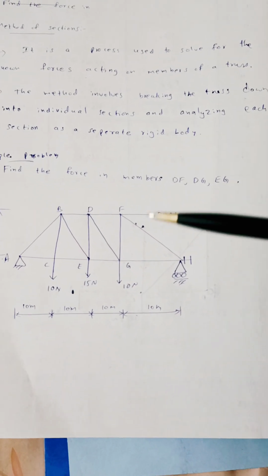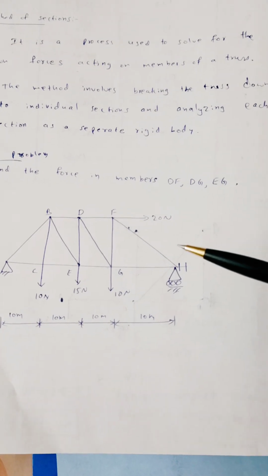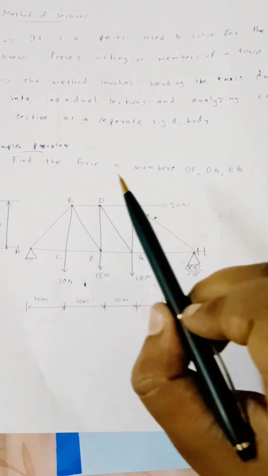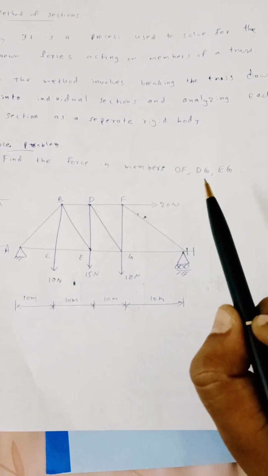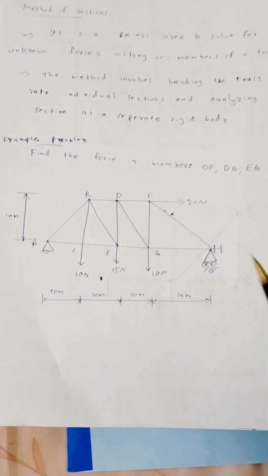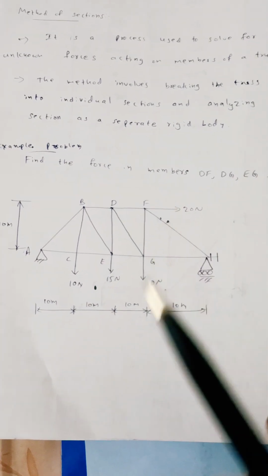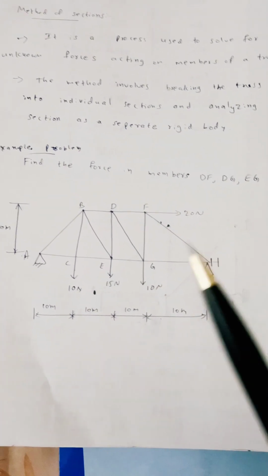Let me explain this clearly by taking the example problem. Find the force in members DF, DG and EG. This is the question. Height and spans are given here. A, B, C, D, E, F, G, H are the joints. You have horizontal and vertical loads here.